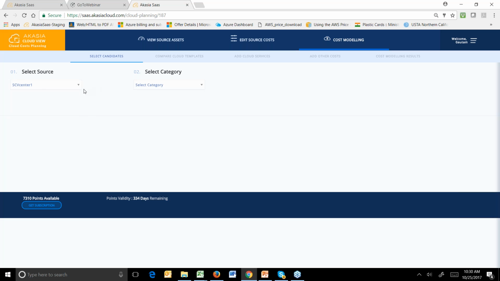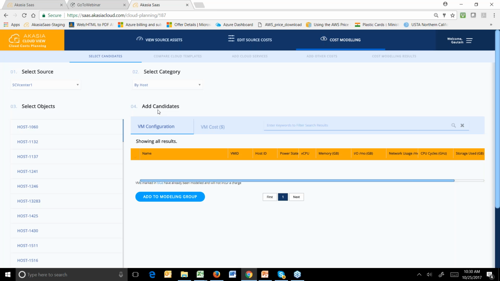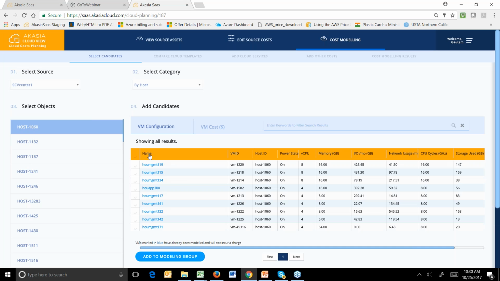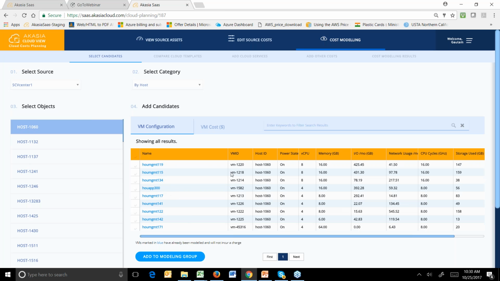So this is my data center. I can pick and choose from other data centers that are available, and then I have to select the systems that I want to model for. I can select by the host, in which case the list of all the hosts shows up, and if I pick a particular host, then all the machines inside that particular host and their configuration will be seen here, as you see. And then I can select all of them and add to my modeling group. But for the sake of this demo, I want to make it a little more interesting.